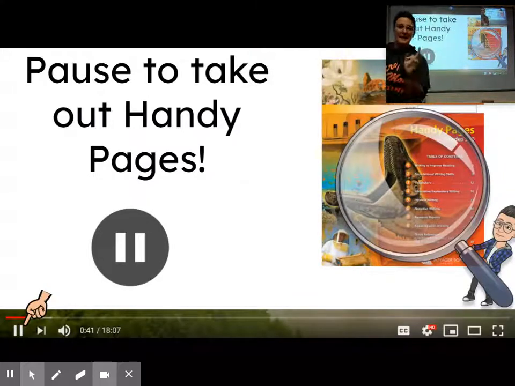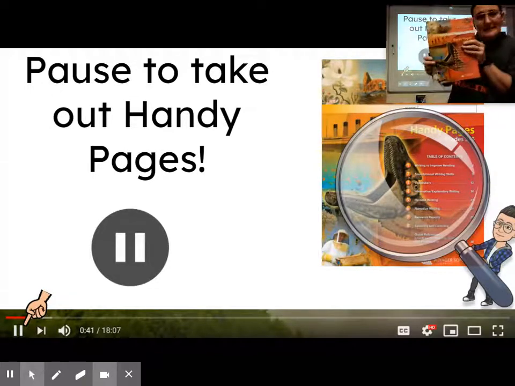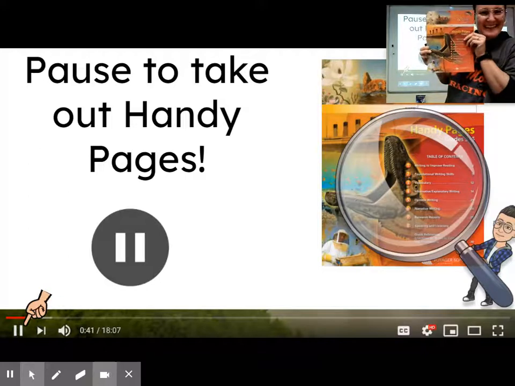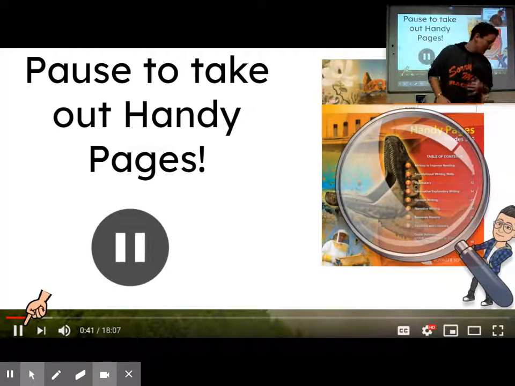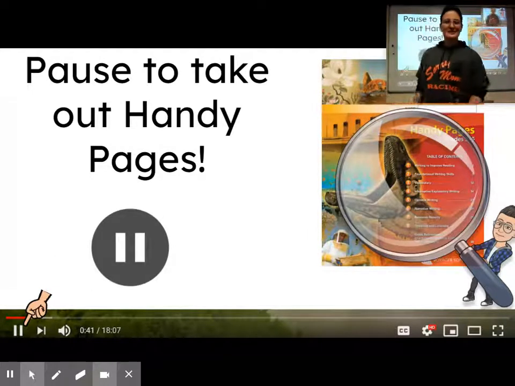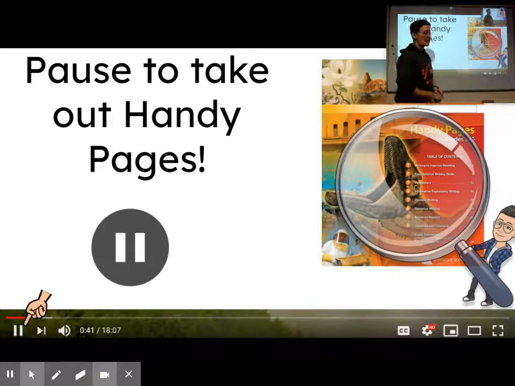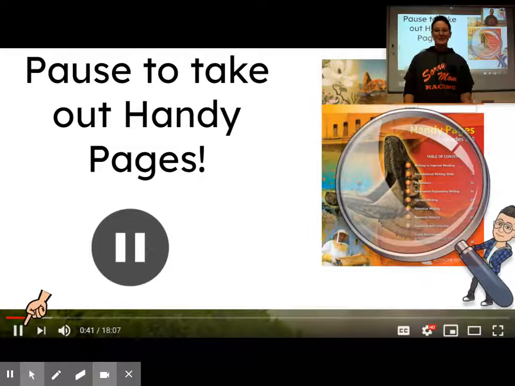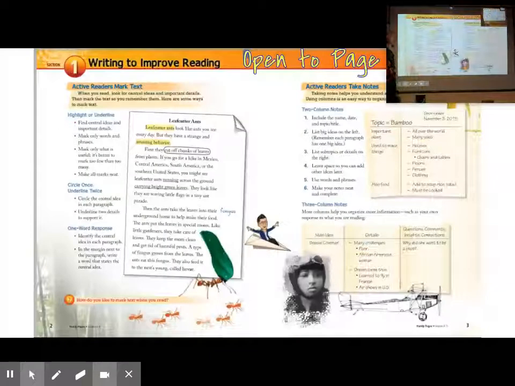All right, go ahead and hit pause right now and take out your handy pages. They look like this. All right, go ahead and hit pause. I'll wait here. Okay, hopefully you paused and grabbed your handy pages because this is exactly the resource that you're going to be using to learn about writing, right? And it's going to be very handy, which is why they call it the handy pages. All right, so now that you've paused, we can go ahead and go on.